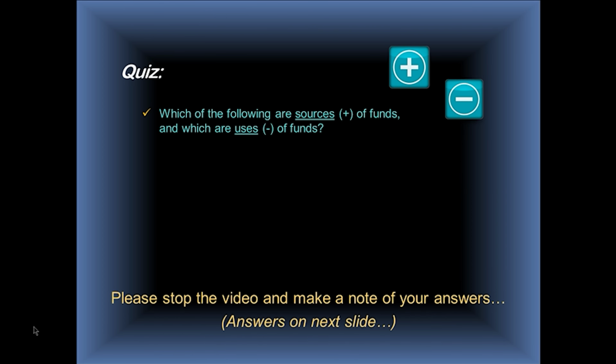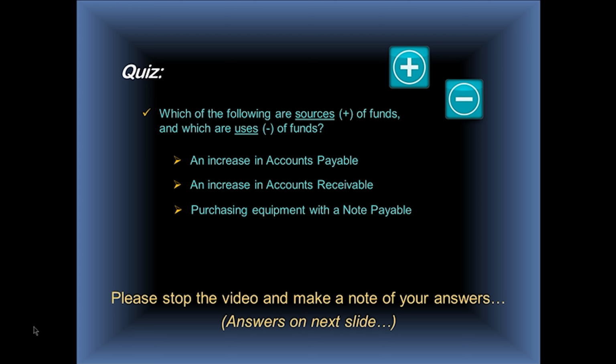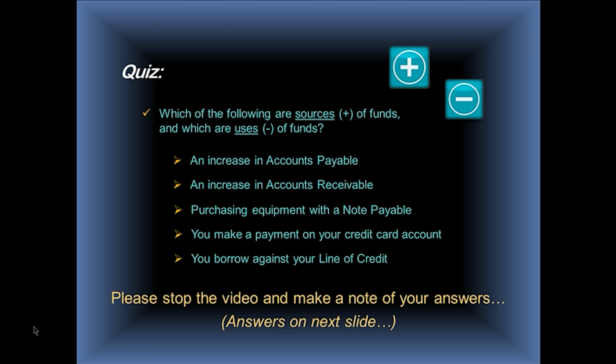So here's a little quiz. Which of the following are sources and which are uses of funds? Let's look at an increase in accounts payable, an increase in accounts receivable, purchasing equipment with a note payable, you make a payment on your credit card account, or you borrow against your line of credit. This is a good spot to stop the video and make a note of your answers, because we're going to go through them on the next slide. You can check and see how you did on this.